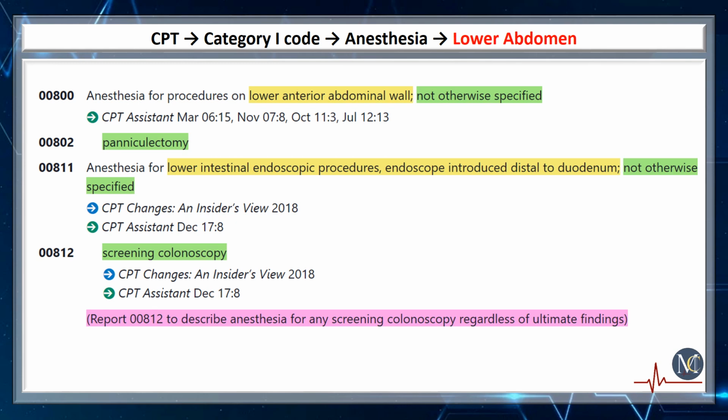00812 screening colonoscopy. Screenings are medical tests that doctors use to check for disease and health condition before there are any signs or symptoms. The provider performs anesthesia services for the patient undergoing a procedure during which the surgical provider introduces an endoscope into the intestine below the duodenum, the part of the intestine just below the stomach.